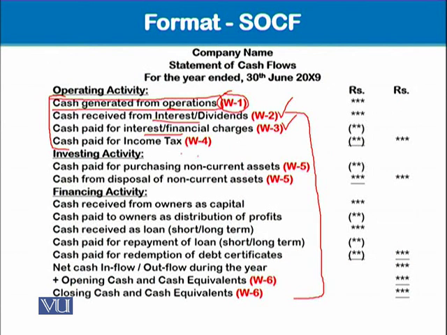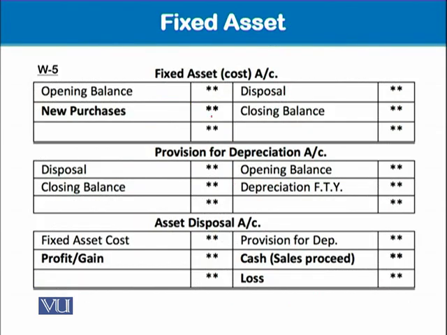Well, for this working 5, what is this working 5? Just have a look at this. This working 5 is about the investing activity. Okay, this is also a very important working, and you will see that in this working we will work out cash paid for purchase of non-current asset and cash collected from disposal of non-current asset. This is what we will be working out in this. So in fact, these are the same ledger accounts that we learned to prepare in the accounting for fixed assets.